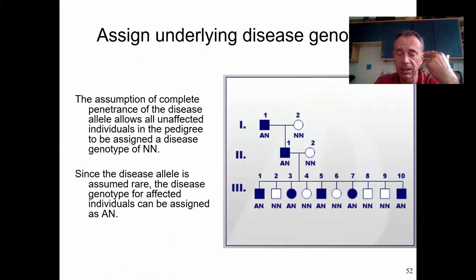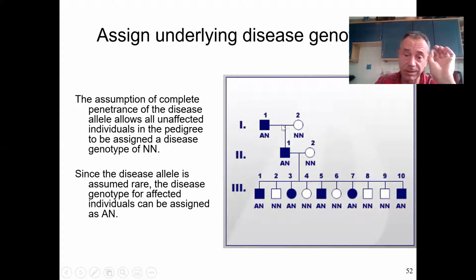So we're going to say, first off, the people who are affected, we know they've got an abnormal gene, an abnormal variant. We'll call that A. We said it's rare, so everyone who's not affected, they've probably got two normal. Well, it's fully penetrant. So everybody who's not affected must have two normal alleles. If they had even one abnormal allele, they would be affected because it's fully penetrant. So we know these.